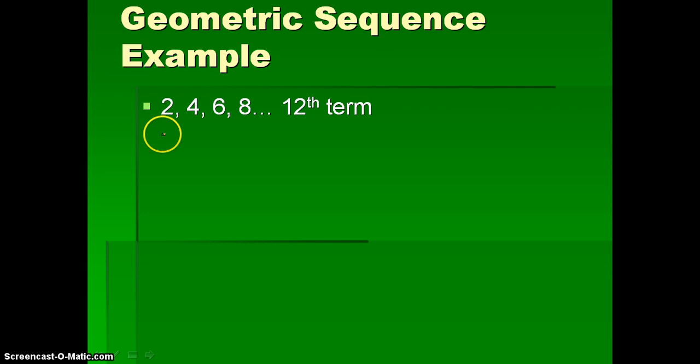A sub 12 equals 2 times 2 to the 12 minus 1. So you do PEMDAS, which is exponents first. 12 minus 1 is 11. So you do 2 times 2 to the 11th power. 2 to the 11th power is 2048. And 2 times that is 4096. So A sub 12 equals 4096.